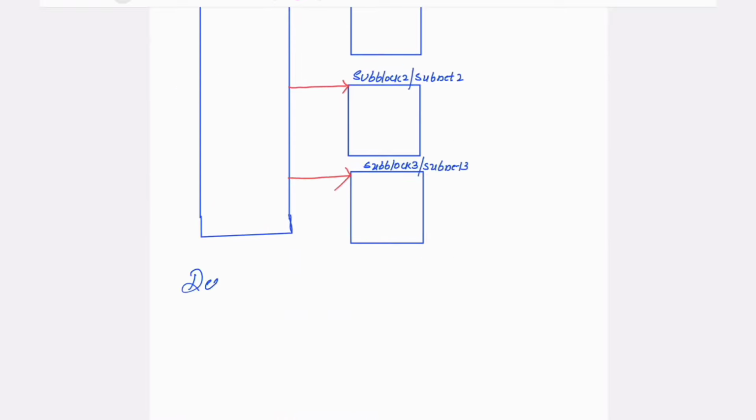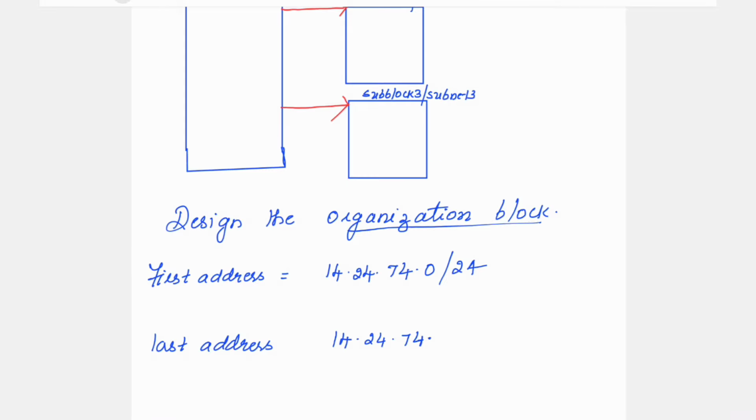Let us first design the main block, or the organization block. The very first thing you are going to do is note down as it is the network address that is given in the problem statement. That becomes the first address of the organization block. The first address is also called the network address. Now to find out the last address, you first write down as it is the first address, or any address given in the problem statement belonging to that network.